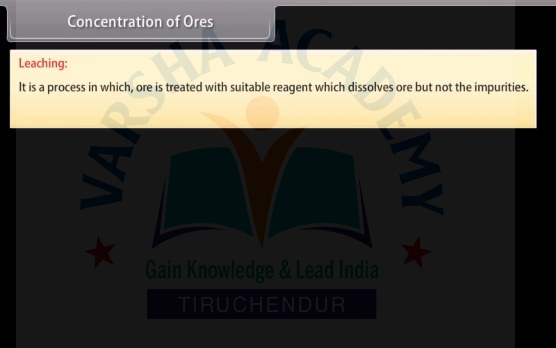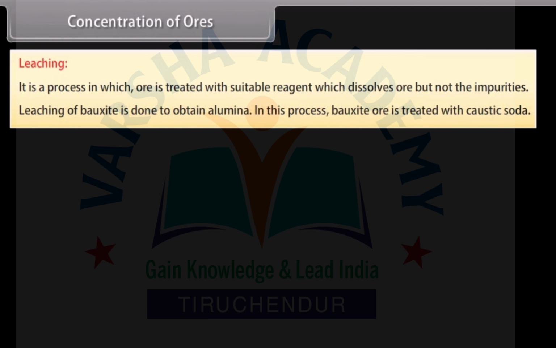Leaching. It is a process in which ore is treated with suitable reagent which dissolves the ore but not the impurities. Leaching of bauxite is done to obtain alumina. In this process, bauxite ore is treated with caustic soda.